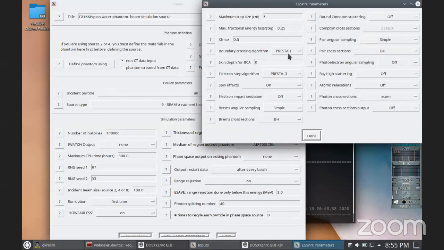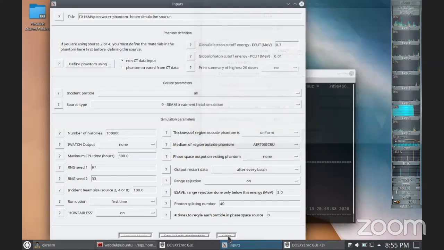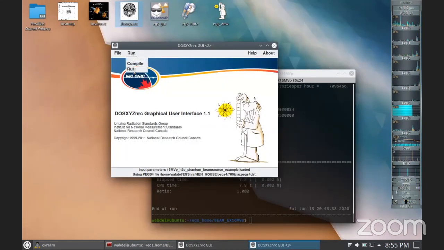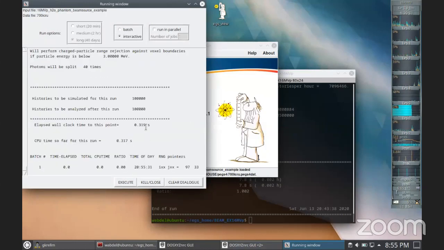Let's look at the physics, or the physics is, we didn't select the good thing, okay? Fine. So let's save the input file and let's run this. Okay, so now it's not reading from a phase space file. It is actually simulating through the beam, no phase space file. I think this is 100,000. The other one was 1 million.